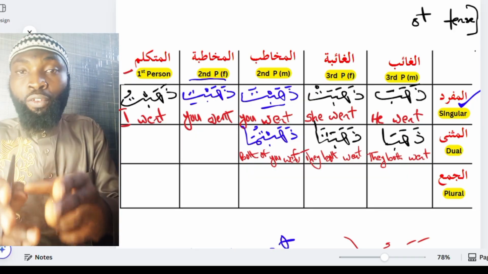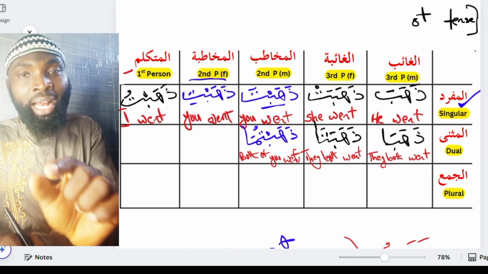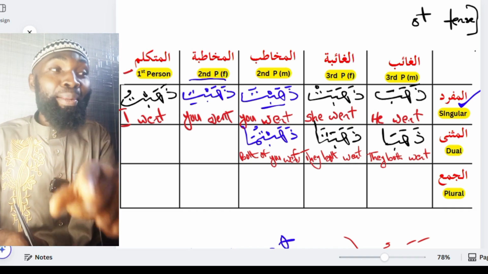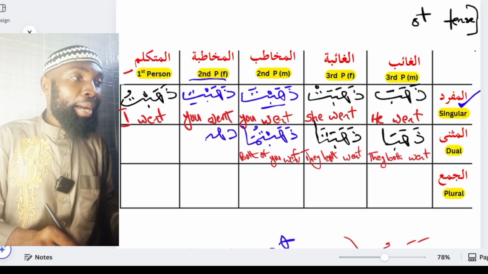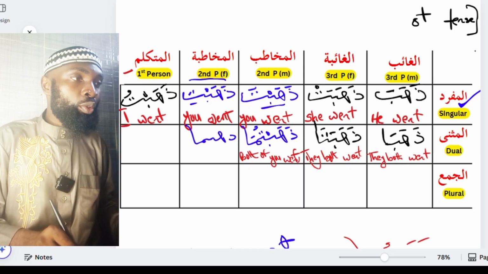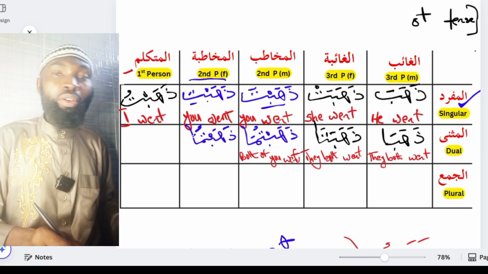So if you have two men in front of you, the word is dhahabtuma. If there are two females, it is the same word. So we are also going to replicate it here and say dhahabtuma. Okay, let me wipe this off. It's not very clean. Okay, good. So we say dhahabtuma, which means both of you went.